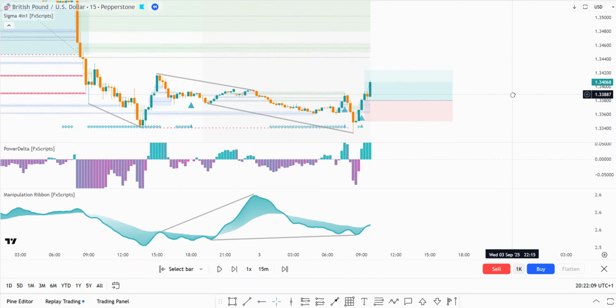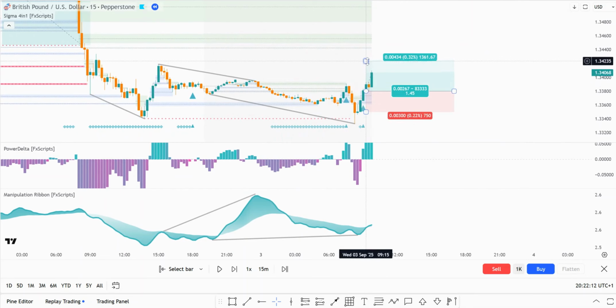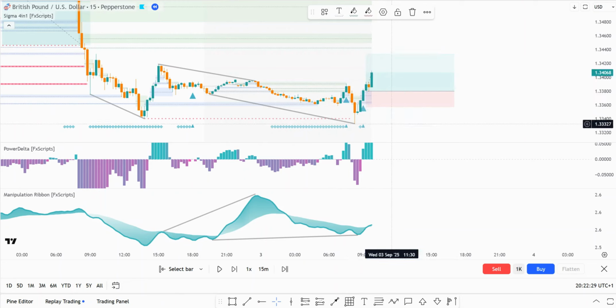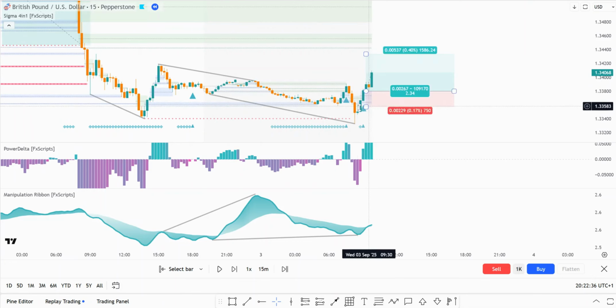Now, in terms of target, there is low-hanging fruit. You'll see that there's a pivot here. I'm just going to refine my stop, purely because if there are two fair value gaps, then you don't have to use the full candle body length. You can place it underneath the second fair value gap. That's fine. That gives us a 2.34.